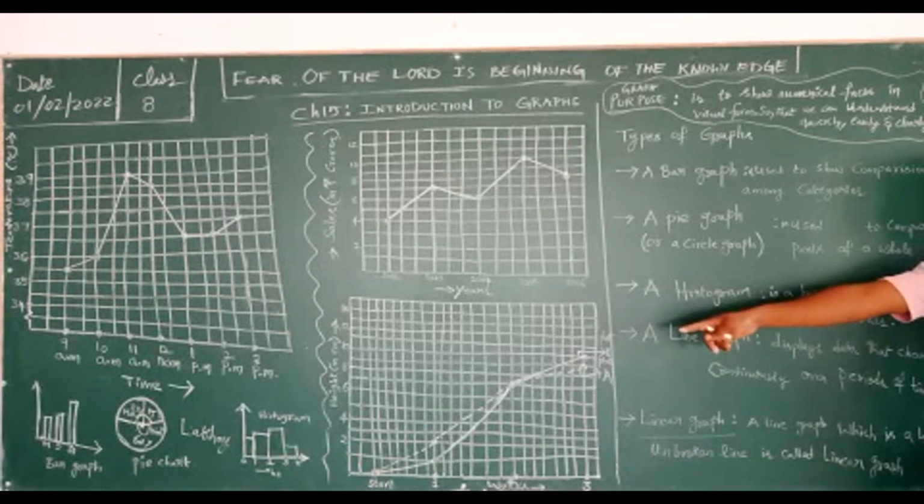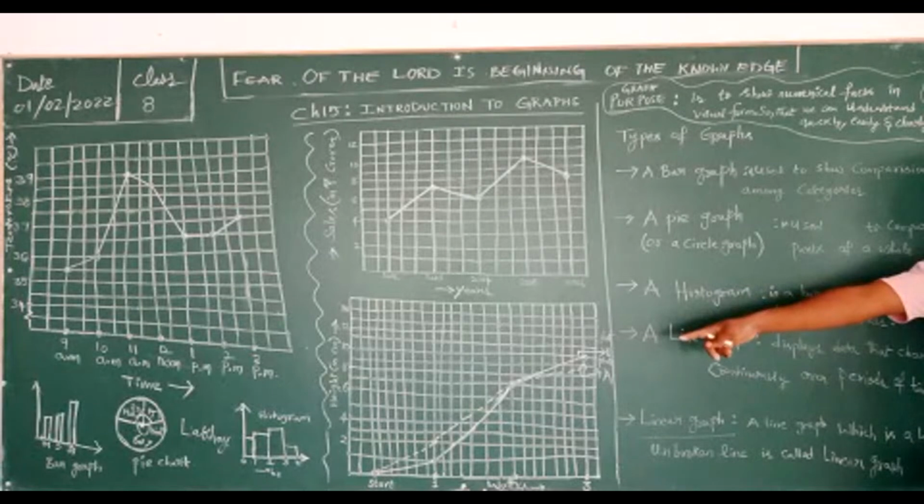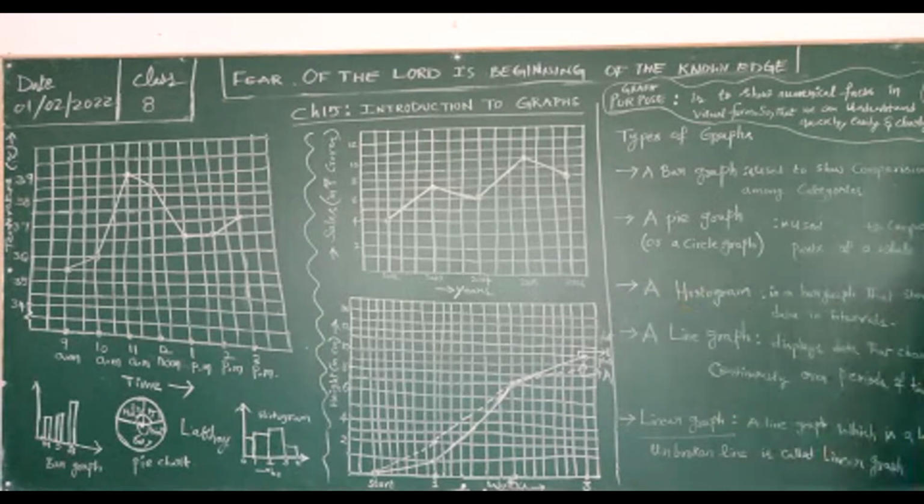From 1 to 2 hours, how much distance did the car travel? From 2 to 3 hours, how much distance did it travel? That small graph where I wrote histogram, you have to check that.